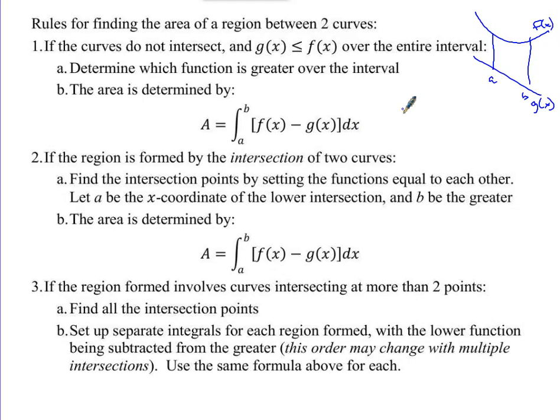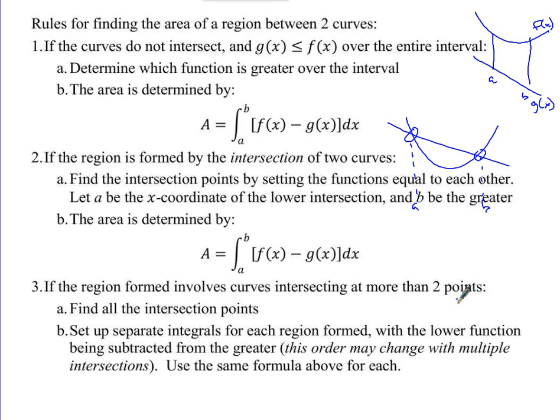If the region is formed by the intersection of two curves, so if I'm looking at something that does this, then find the intersection points by setting the functions equal to each other. We're looking for those 2 points. There's my a. Bring it down to the x-axis, a and b. A is the x-coordinate of the lower intersection, not lower as in lower in elevation on the graph, but lower as in to the left. B is the greater, and the area is determined by basically the exact same equation.